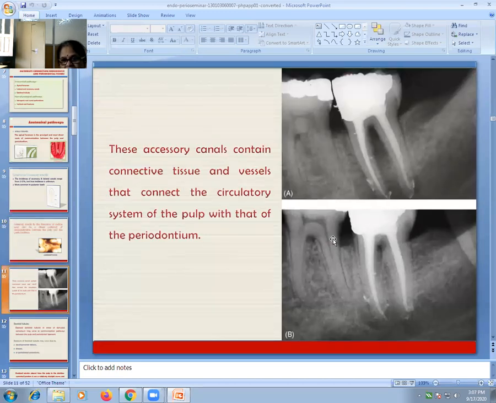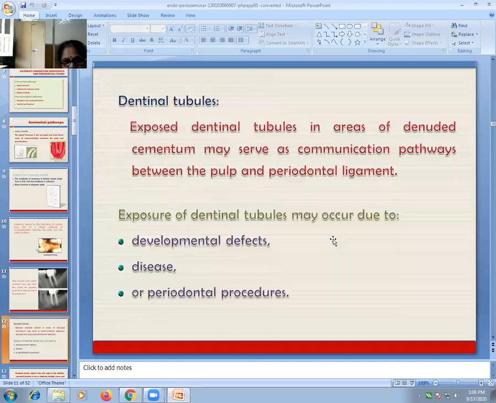On this X-ray, you can see what this accessory canal contains. It has the same contents as the pulp in the pulpal canal, so it will have connective tissue as well as vessels. So the circulatory elements within this canal, whatever is in the system of the pulp, get transported to the periodontium. So this is one view of the canal. Then the next one is the dental tubules.